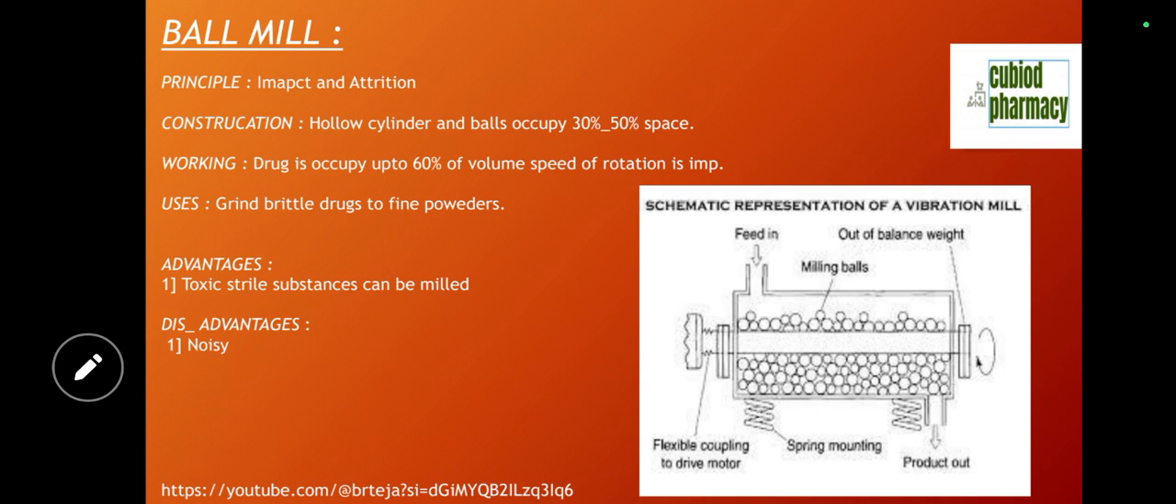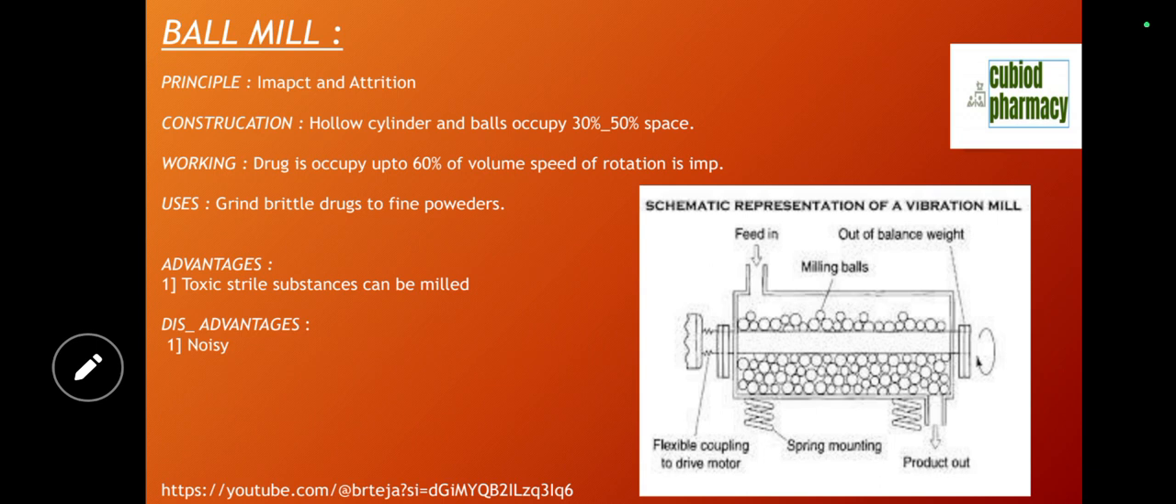Uses of the ball mill: grind brittle drugs to fine powders. Advantages: toxic and sterile substances can be milled. Disadvantages of the ball mill: noise. This is called the ball mill.